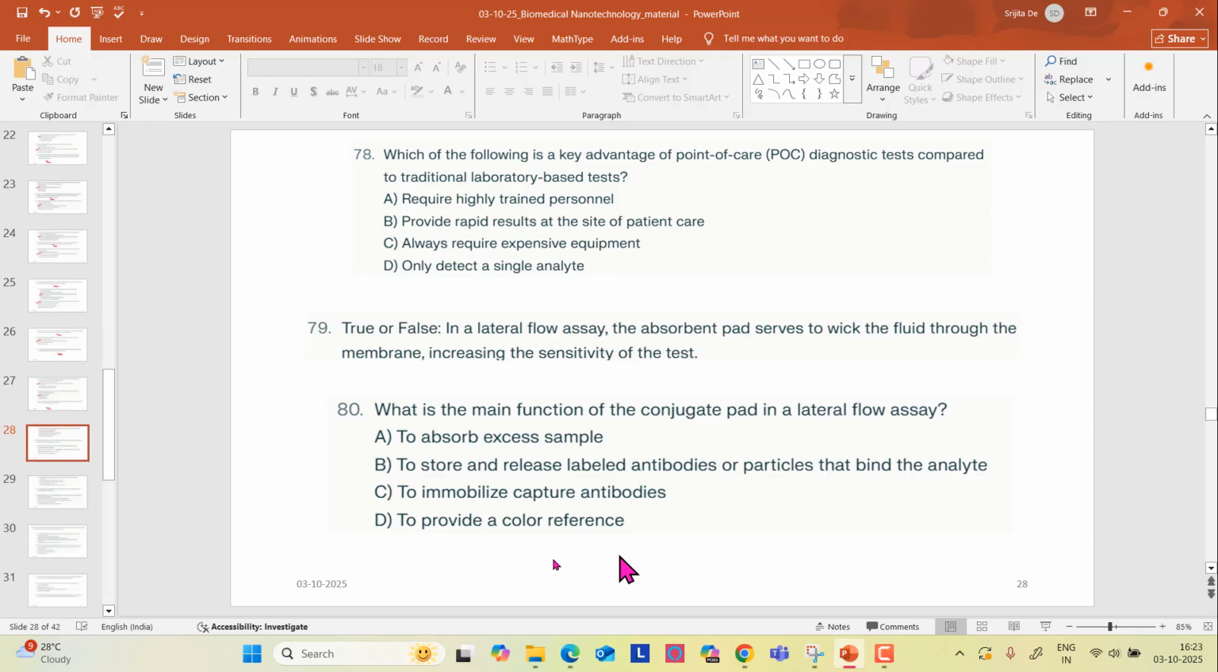Which of the following is a key advantage of point-of-care diagnostic tests compared to traditional laboratory-based tests? Require highly trained personnel, provide rapid results at the site of patient care, always require expensive equipment, only detect a single analyte. So it is option B. In a lateral flow assay, the absorbent pad serves to wick the fluid through the membrane, increasing the sensitivity of the test. True.